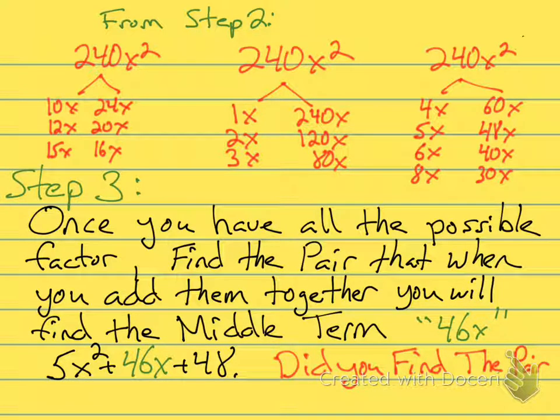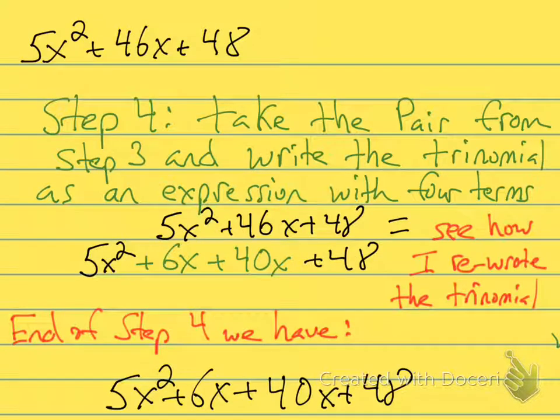I'm going to analyze those pairs, and for step three, I'm going to find the pair that when you add them together, you will find the middle term of the trinomial you're trying to factor. We were trying to factor 5x squared plus 46x plus 48. Did you find the pair? The pair was the 40x times the 6.